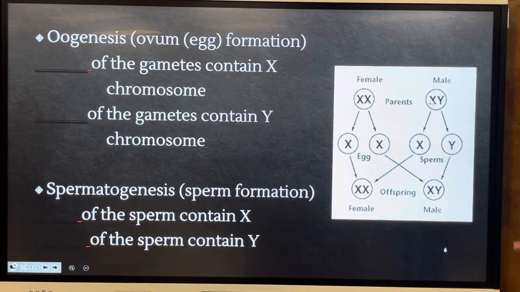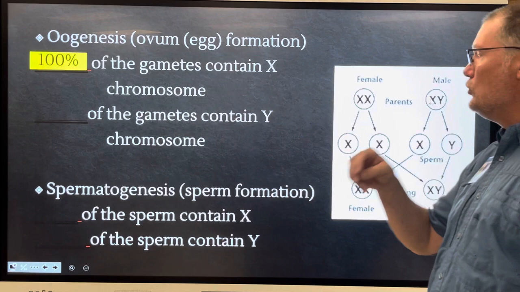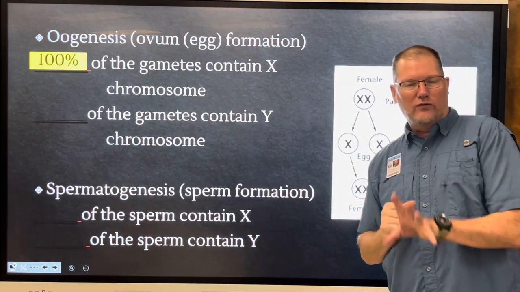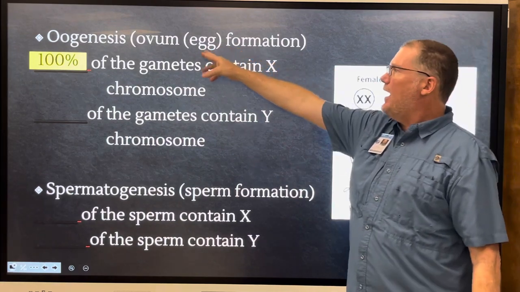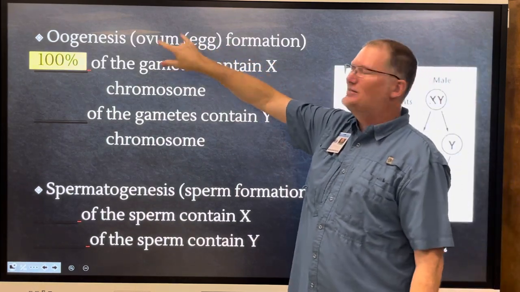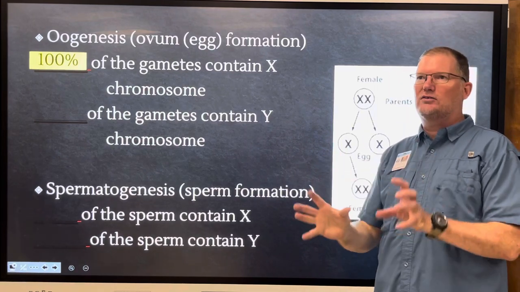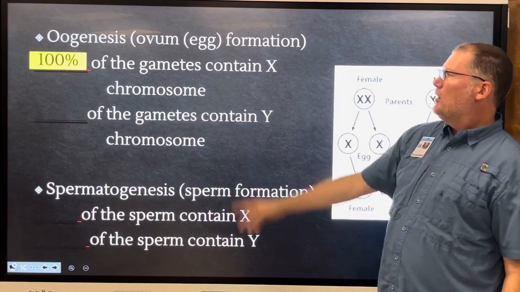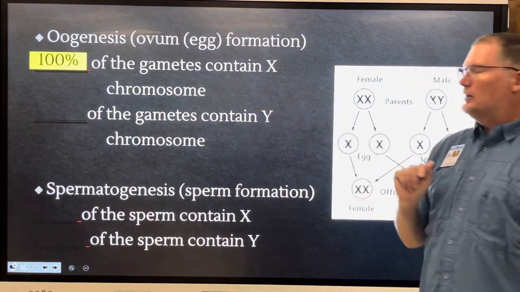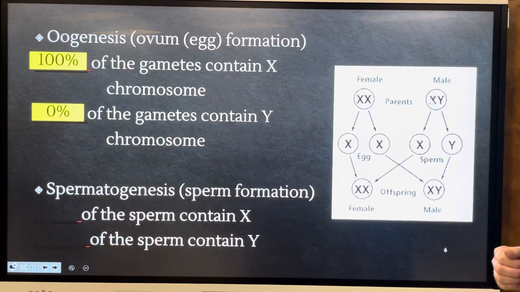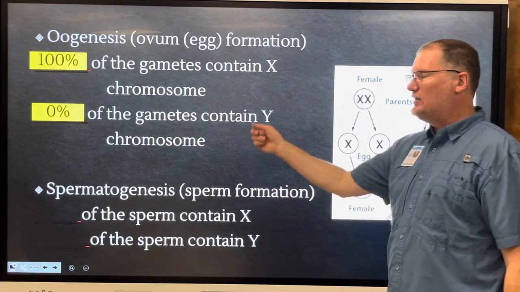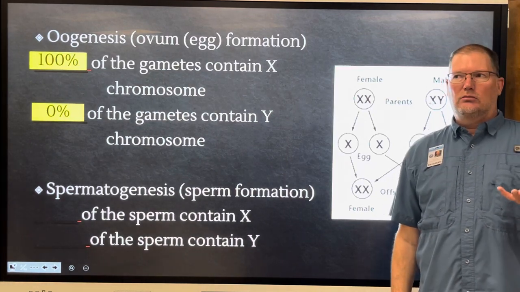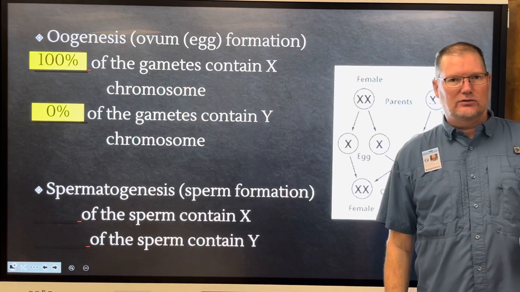All right, so now we're moving on. We did learn a little bit about this last time too, but remember what oogenesis is. Anything with oo in front means egg. Okay, so we're talking about the egg or the ovum. These words are synonymous. They mean the same thing. Oogenesis. Genesis means making. Making of eggs. That's what oogenesis means. 100% of the gametes contain the X chromosome. 0% contain the Y chromosome. They're eggs. They only carry the X chromosome. Okay?